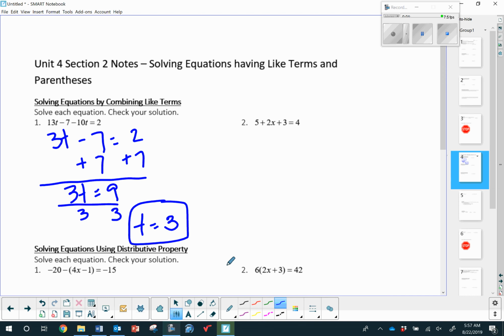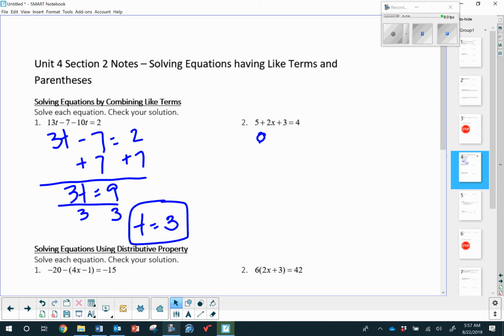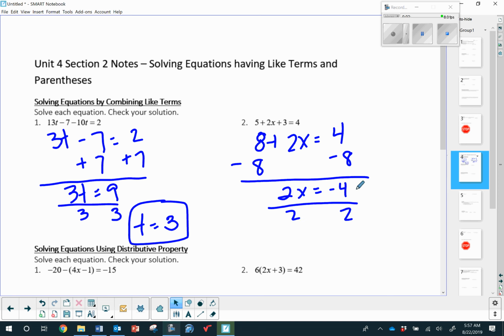All right, let's look at number 2. Again, I'm always going to see if I can combine like terms before I start solving. So 5 plus 3 is going to be 8 plus 2x equals 4. Again, same thing. Isolate that variable, get the x by itself by subtracting 8 from both sides. I then have 2x equals negative 4. Divide both sides by 2, and x equals negative 2.